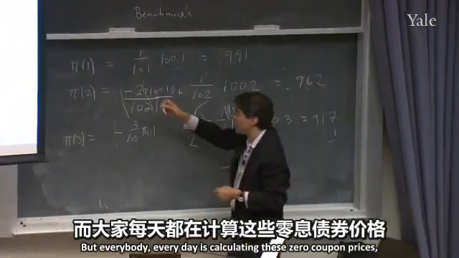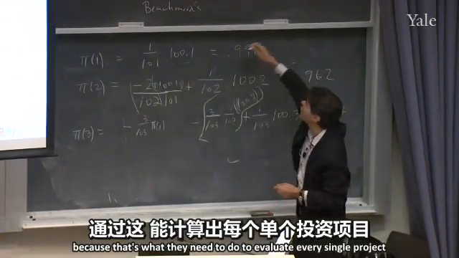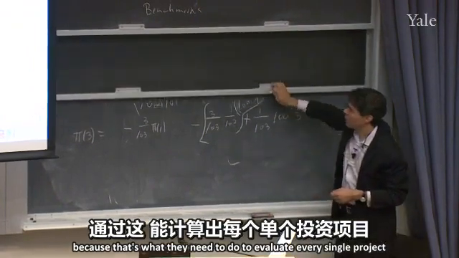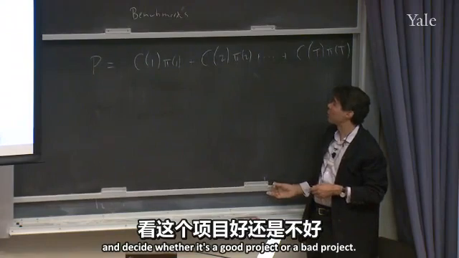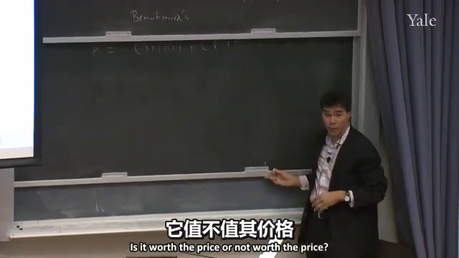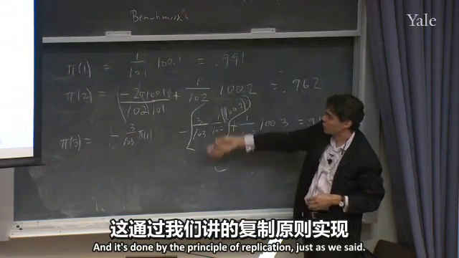But everybody every day is calculating these zero coupon prices because that's what they need to do to evaluate every single project that they might conceivably do that day and decide whether it's a good project or a bad project. Is it worth the price or not worth the price? Okay, and it's done by the principle of replication, just as we said.